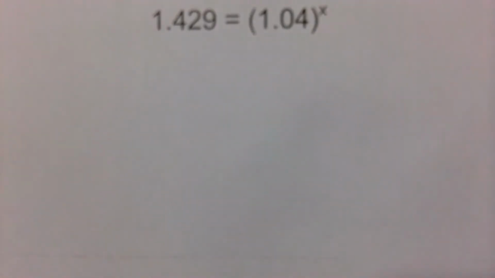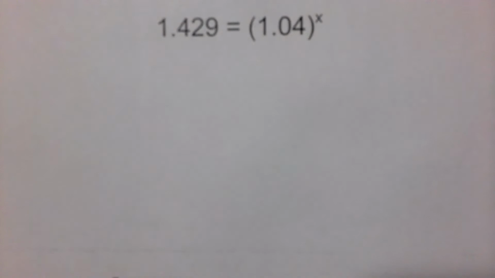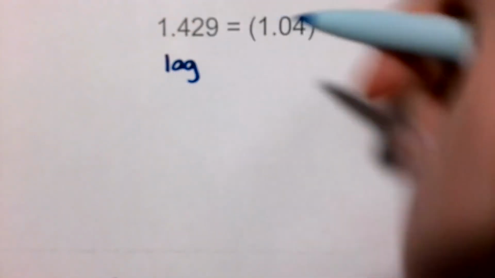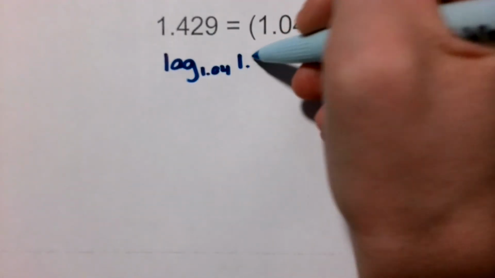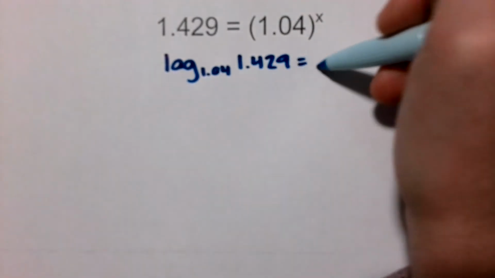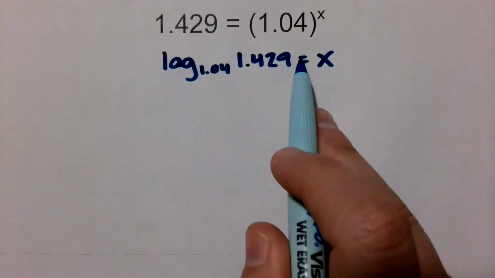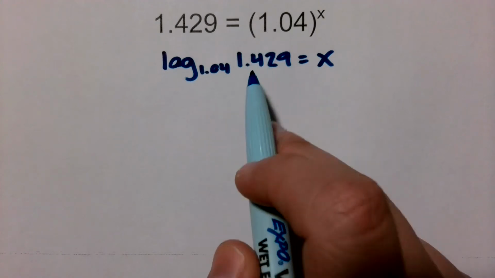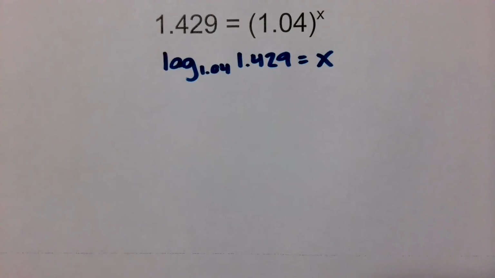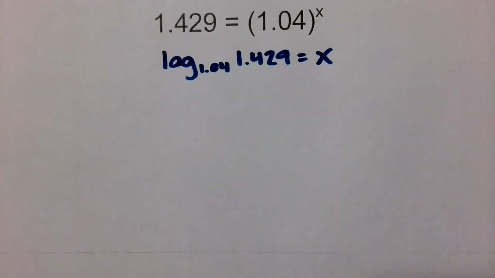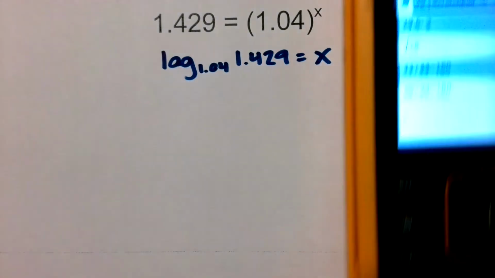Well, anytime we're stuck, these exponents and logs work together. So if I am stuck as an exponential, I actually want to go the opposite direction and rewrite it as a log. If I'm stuck here, I would say, okay, the log base 1.04 of 1.429 is equal to that exponent. And notice that whenever I rewrite from exponential to logarithmic form, it gets the exponent by itself because logs are always equal to an exponent.